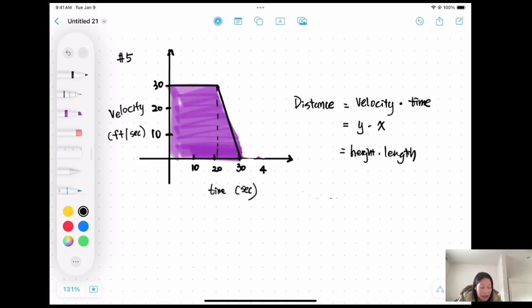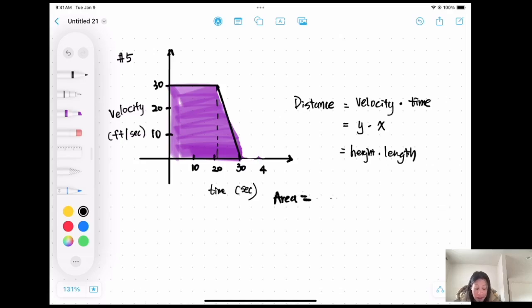So we know that the distance is equal to the velocity times the time, which in our case would be the y-axis times the x-axis, which is equivalent to height times length. Basically, height times length or width times length, this is a rectangle. We're trying to find the area of the graph.